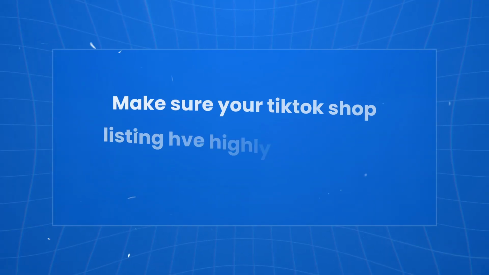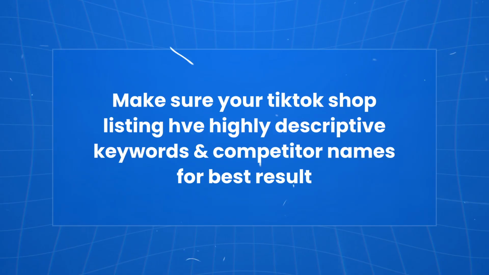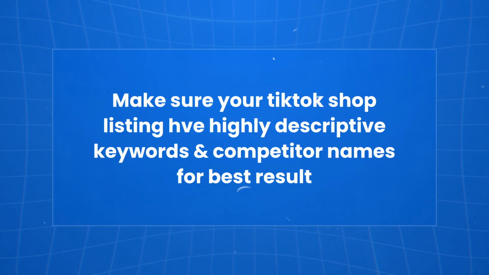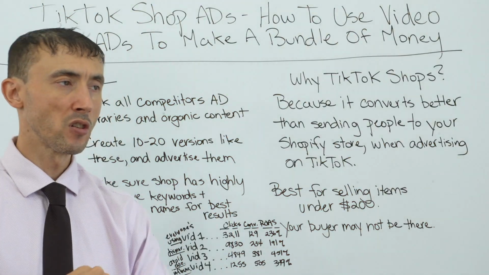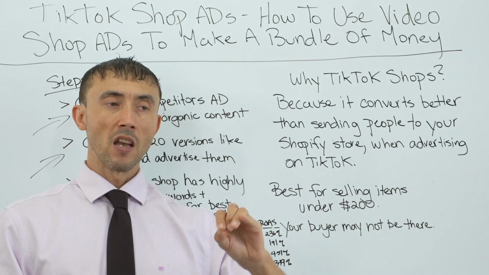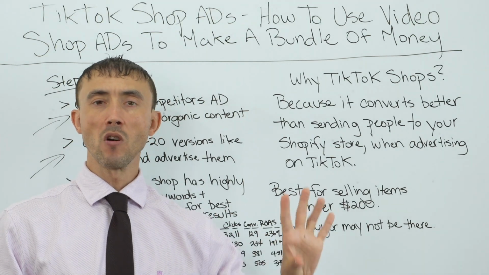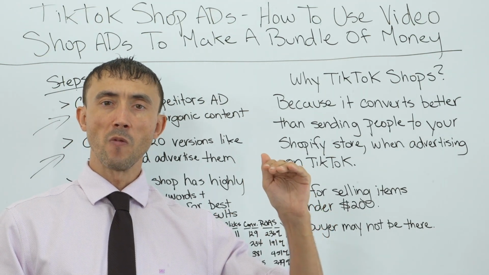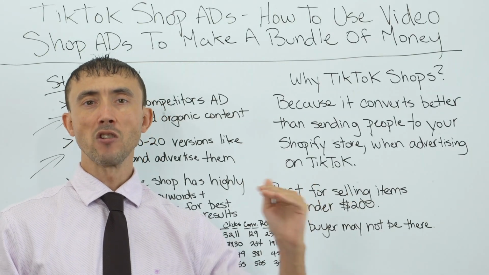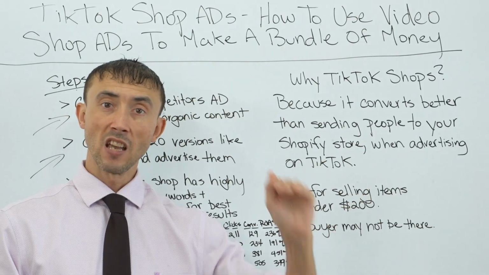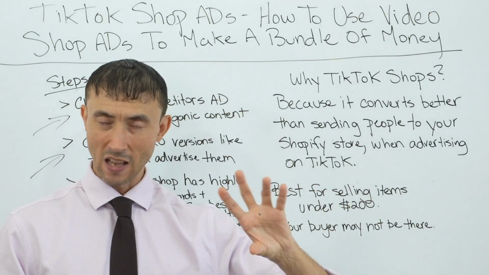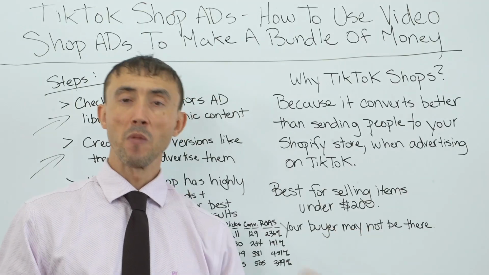Then third, make sure your TikTok shop listings have highly descriptive keywords and competitor names for best results. Similar to how Facebook's algorithm works in terms of their customer matching, it's gotten to the point on Facebook where you don't have to know anything about targeting. If you are very descriptive in the text that is on your Facebook ad, they'll understand how to get your ad in front of the right person. TikTok with their TikTok shop ads is exactly the same way. Not as good as Facebook's algorithm, but for the most part, it works the same way.